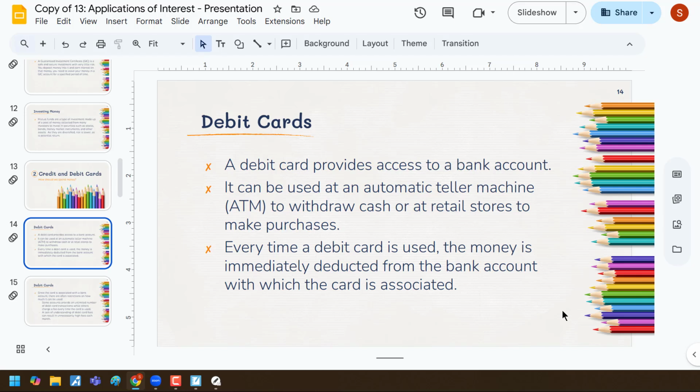Debit cards. A debit card provides access to a bank account. It can be used at an automatic teller machine to withdraw cash or at retail stores to make purchases. Every time a debit card is used, the money is immediately deducted from the bank account with which the card is associated. I think most of you should have a debit card by now.